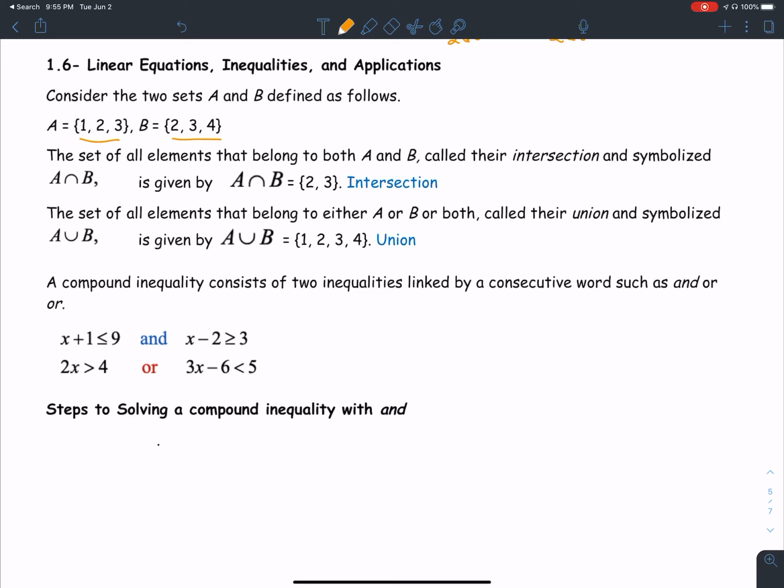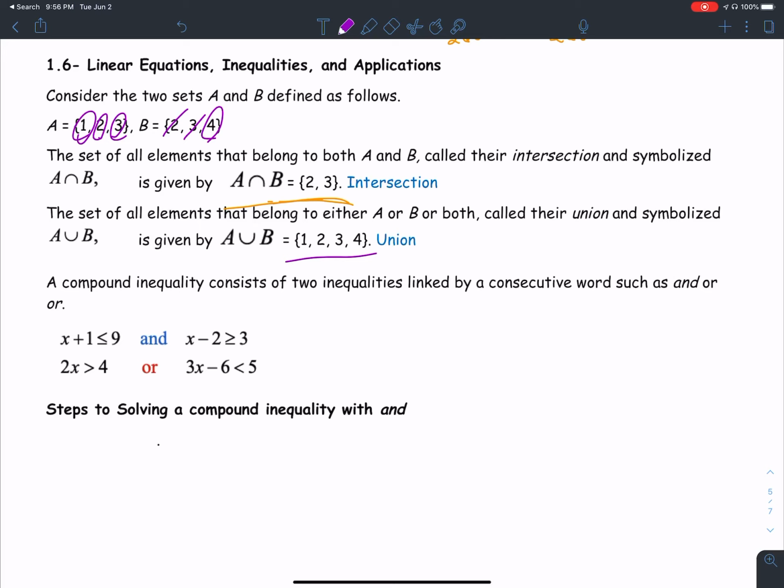The set of all elements that belong to either A or B, called their union and symbolized A union B, is given by A union B, and we take everything. For the intersection, what they share is 2 and 3, so the new set was just 2 and 3. But if we wanted to find the union, we take everything: 1, 2, 3, no repeats, and 4. That's why that became 1, 2, 3, and 4.